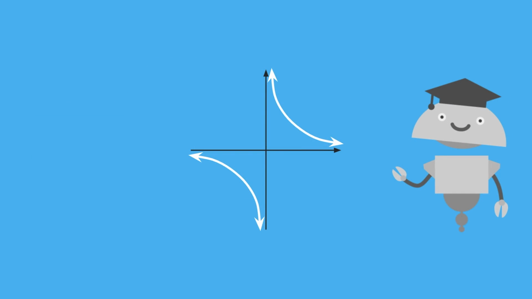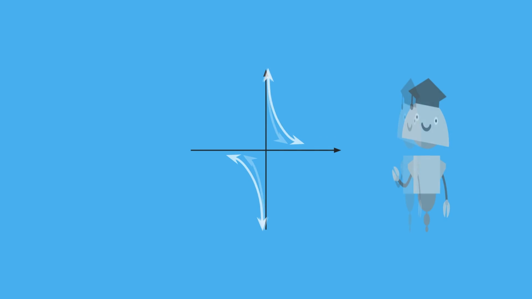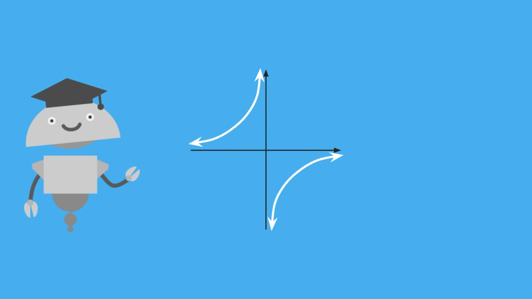In this lesson, we discussed translations of reciprocal functions, but translations are only one type of transformation. In the next few lessons, we'll explore some other ways the graph of 1 over x might be altered. See you then!